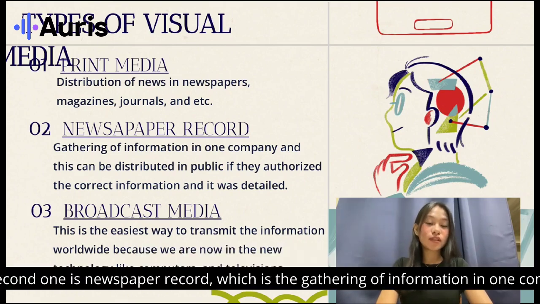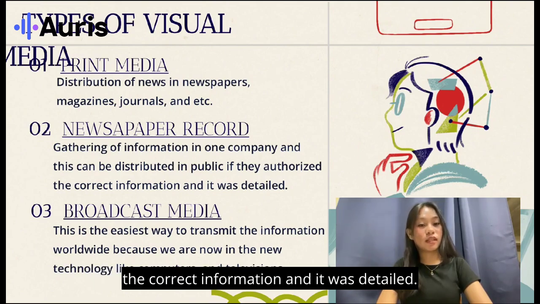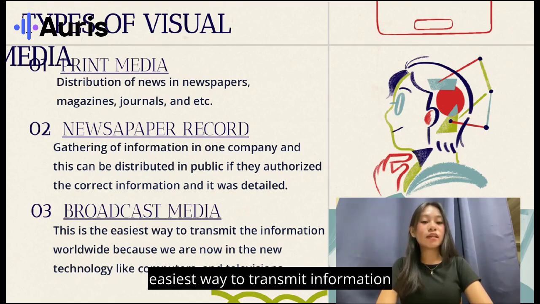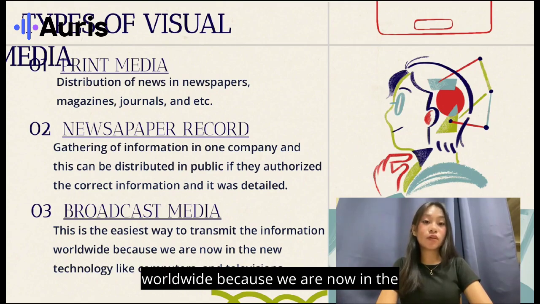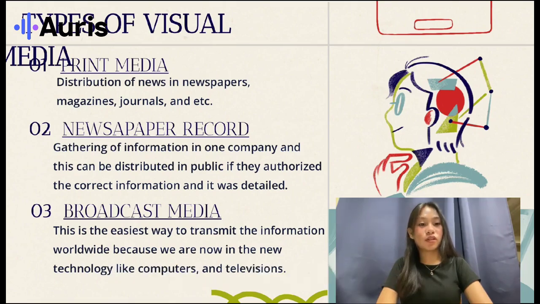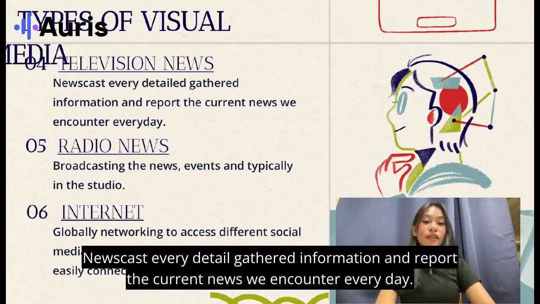The second one is newspaper record, which is the gathering of information in one company, and this can be distributed in public if they authorize the correct information and it was detailed. The third one is broadcast media, which is the easiest way to transmit the information worldwide because we are now in the new technology like computers and televisions. Fourth one is television news. Newscast every detailed gathered information and report the current news we encounter every day.